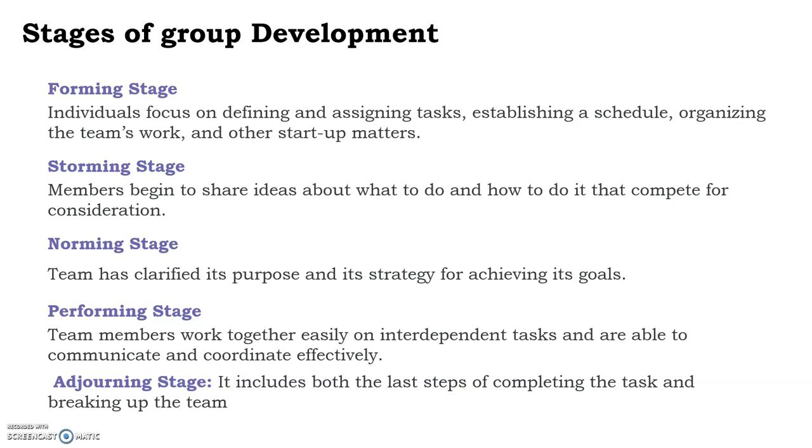So there is a possibility of people moving out of the group, and some people may come and join this group. The norming stage, where the team will be finalized, the team has clarified its purpose and its strategy for achieving its goals. The next one is the performing stage, where the team members are like-minded, the same frequency people, work together easily on interdependent tasks, and are able to communicate and coordinate effectively.